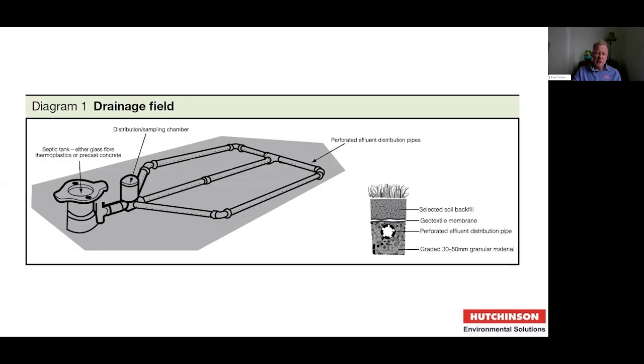Minimum dimensions there are about 200mm of soil over the crown of the pipe. You have 110mm of pipe, and then you have a minimum of 200mm of stone underneath the pipe. And that gives you a total trench depth of about 500, well, exactly 510mm.